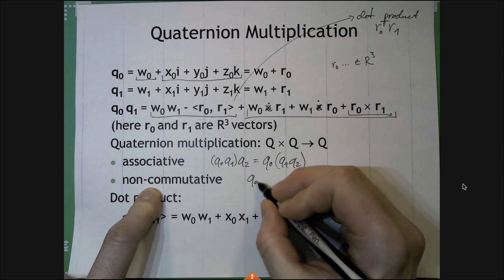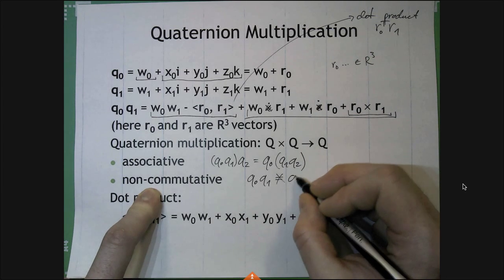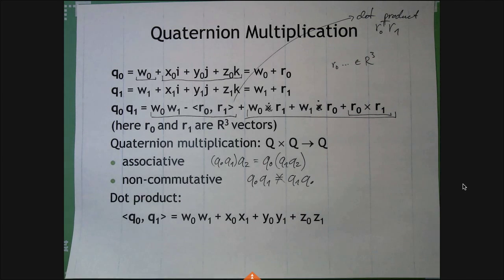What we lose by going from complex numbers to quaternions is commutativity. It's no longer true in general that Q0 Q1 would have to be equal to Q1 Q0. Happens sometimes, but doesn't happen always. So in general, it's not commutative.